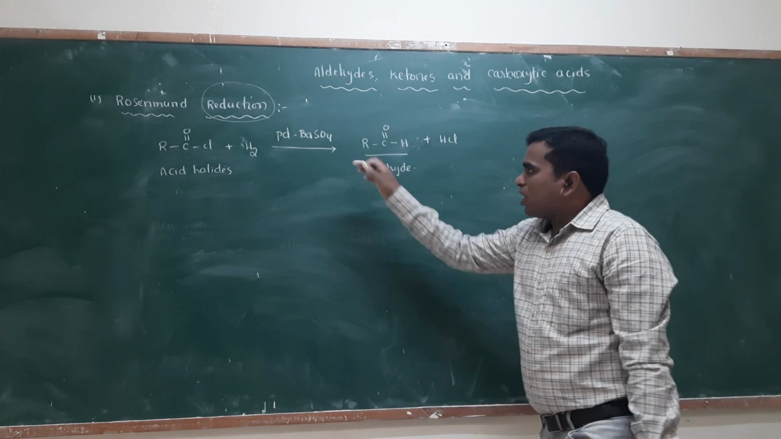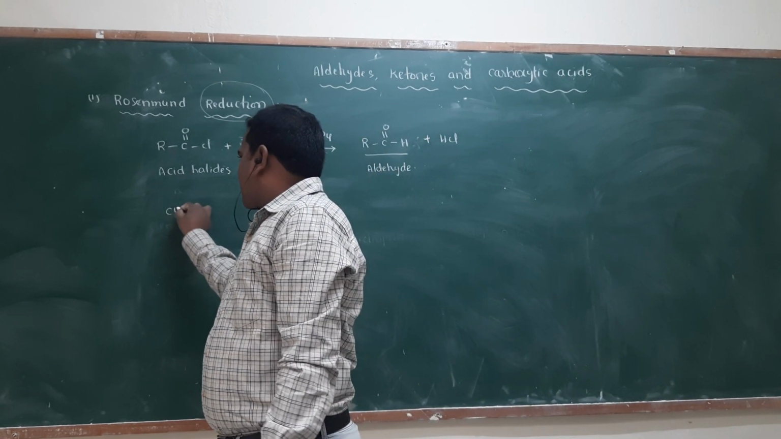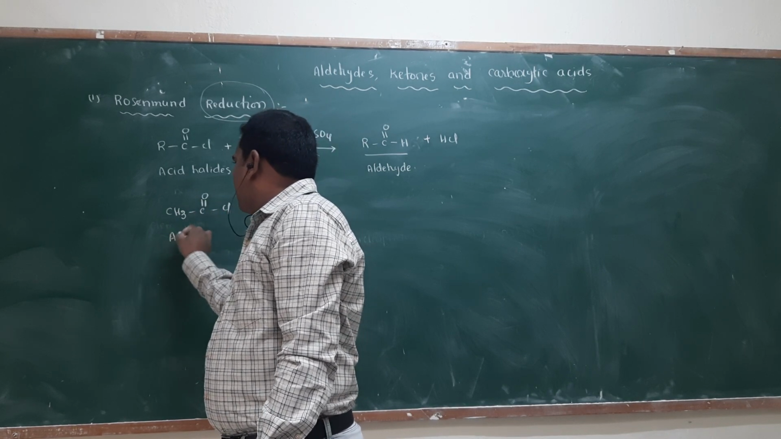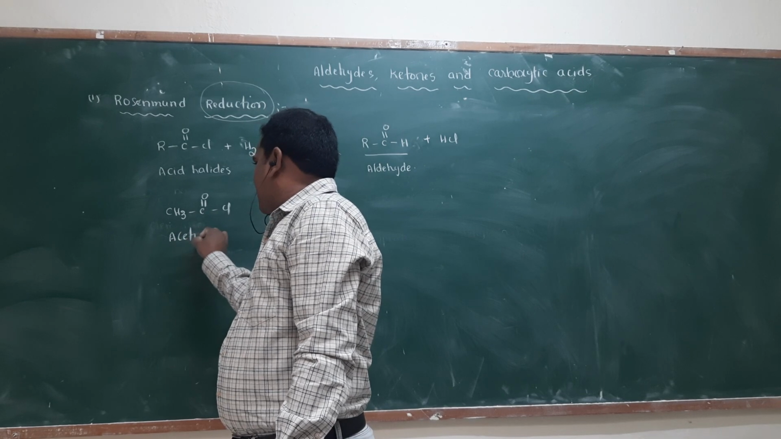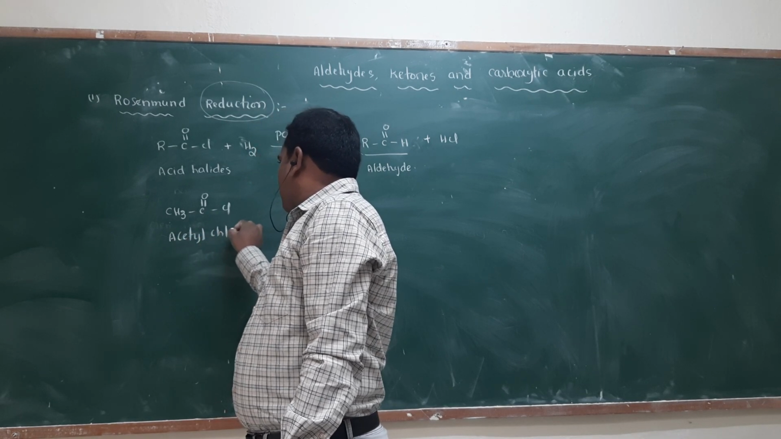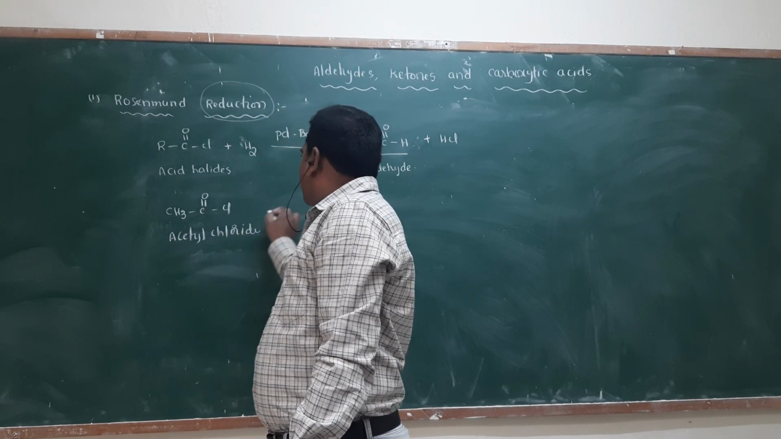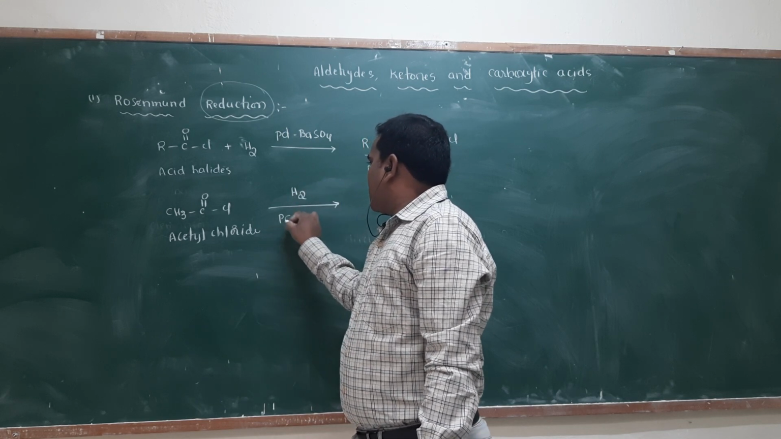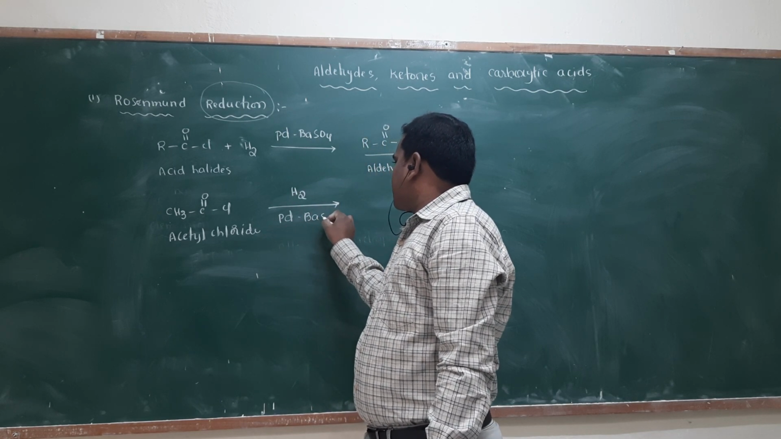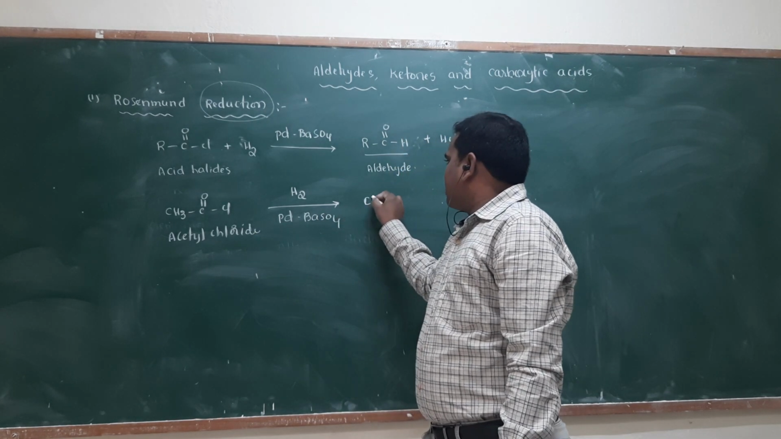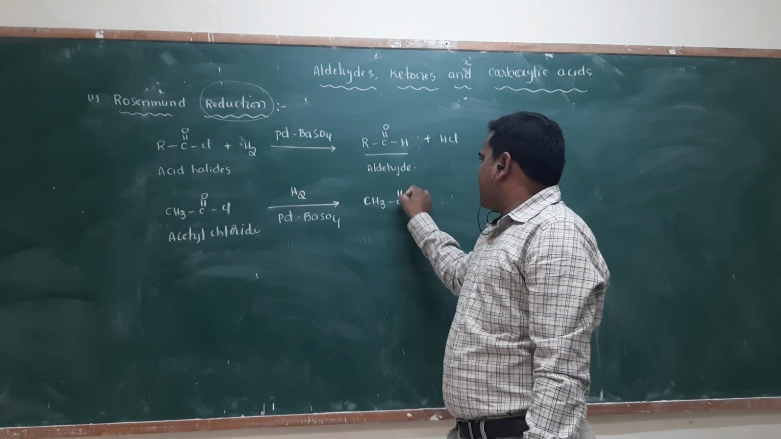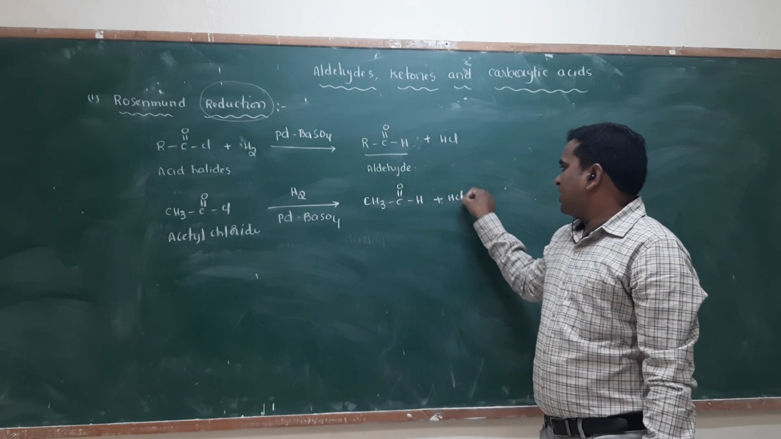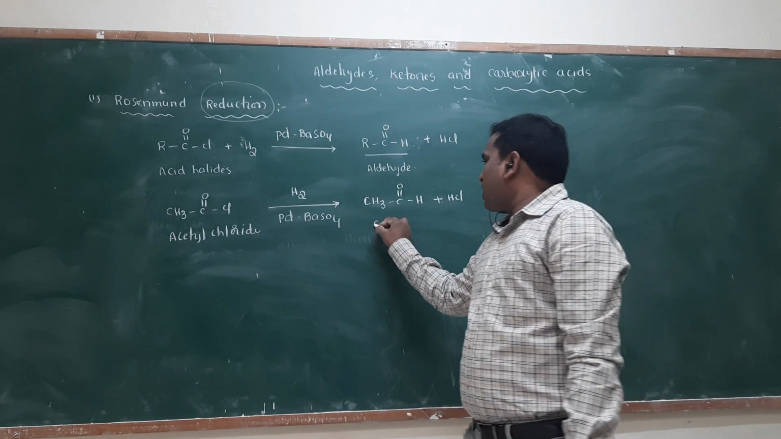Now if you take any simple example, CH3 C double bond OCl, what do you call this? Acetyl chloride. Acetyl chloride, when it undergoes reduction in presence of palladium BaSO4, gives acetaldehyde, CH3 C double bond OH, plus HCl. This we will call acetaldehyde.